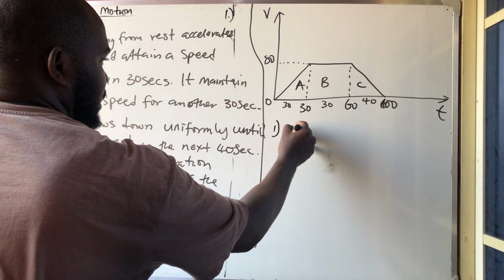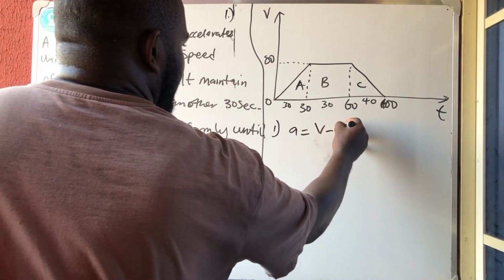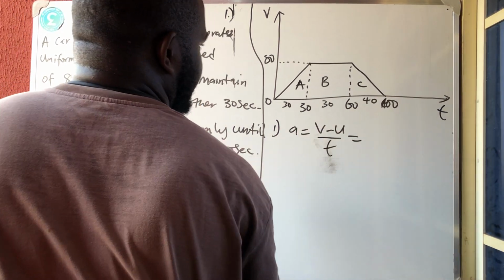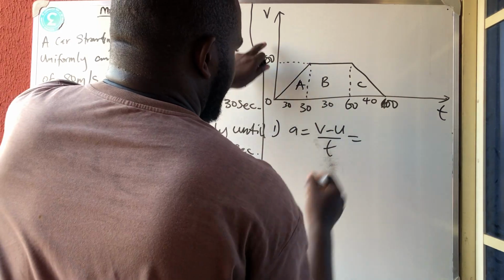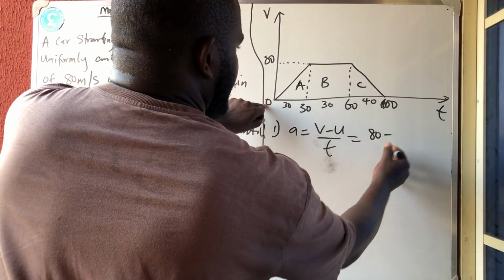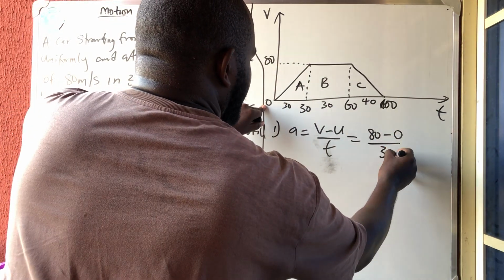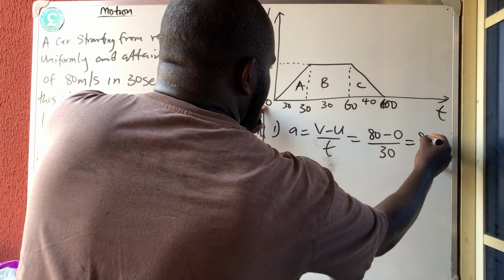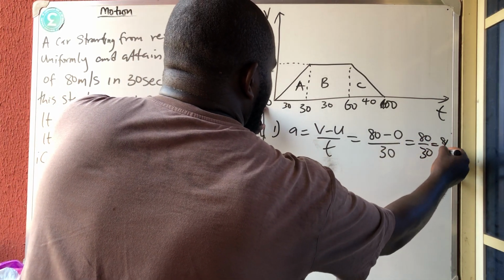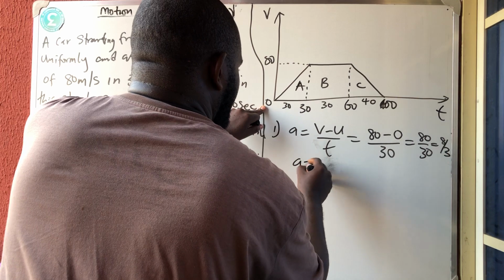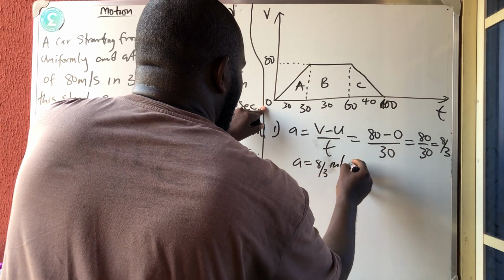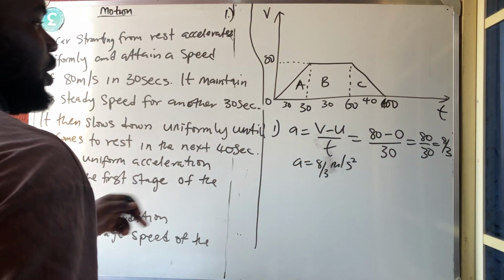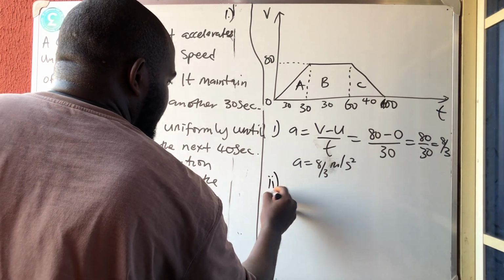Number one question said acceleration, V minus U over T. And my V is what? Final velocity is 80 minus initial velocity is 0, all over what? 30. So what do we have now? 80 over 30, which is what? 8 over 3. So A is equal to 8 over 3 meter per second square. That's all.